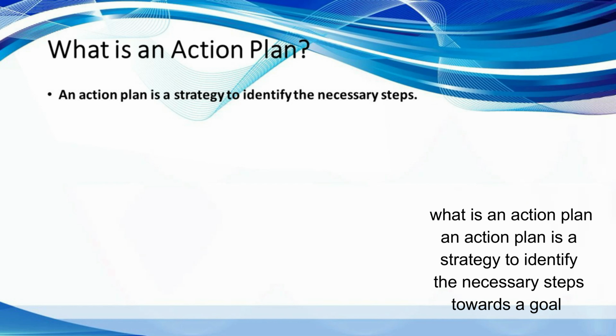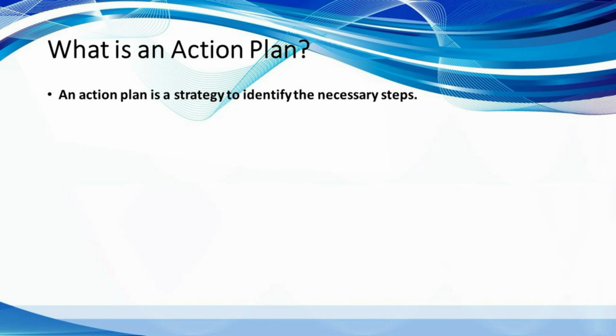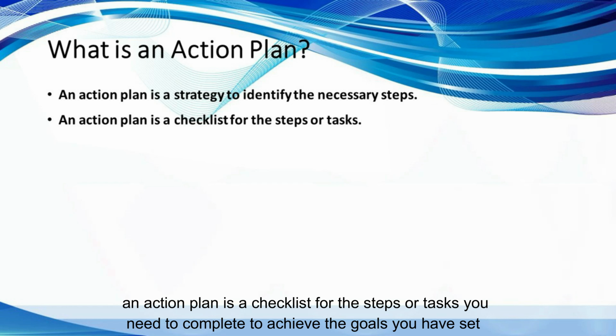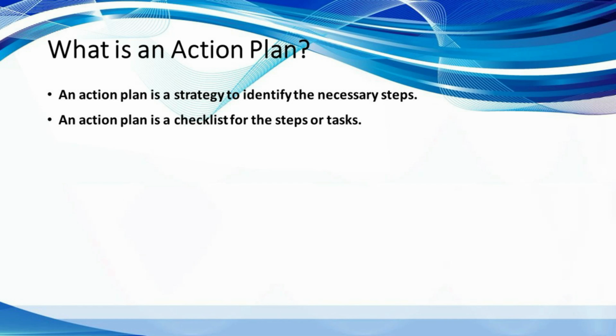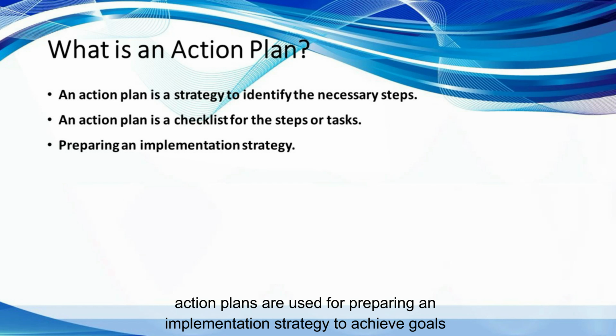What is an action plan? An action plan is a strategy to identify the necessary steps towards a goal. An action plan is a checklist for the steps of the task you need to complete to achieve the goals you have set. It is an essential part of the planning process. Action plans are used for preparing an implementation strategy to achieve goals.